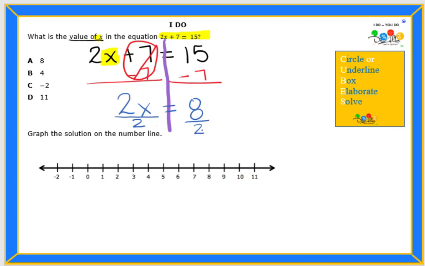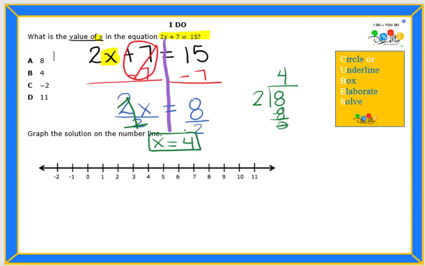Now, let's take a look at what happened here. What is 2 divided by 2? 2 divided by 2 is 1, exactly. So this turns into 1x, which is x, right? 1x is the same thing as just having x. On the other side, we have 8 divided by 2. Remember, the numerator goes inside and the denominator goes outside. 2 goes into 8 4 times. So x equals 4.